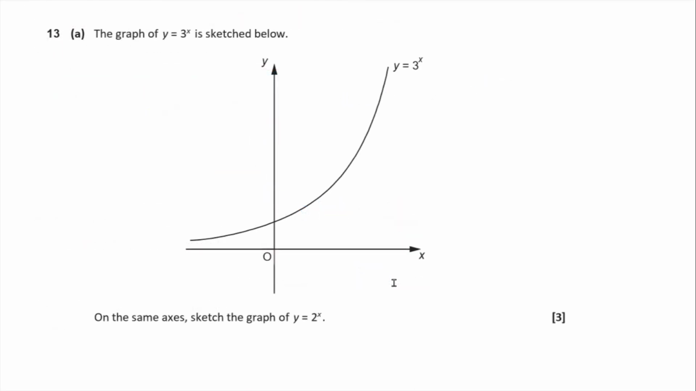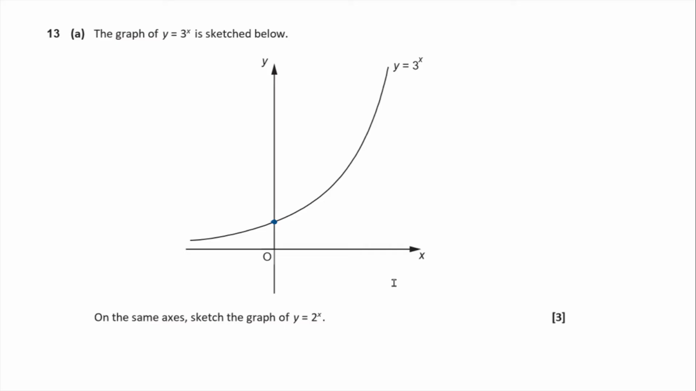Question 13a, the graph of y equals 3 to the power of x is sketched below. On the same axes, sketch the graph of y is equal to 2 to the power of x. Okay, so this is an exponential curve. Exponential curves always pass through the axes at the same place, and that's because any number raised to the power 0 is 1. So 3 to the power 0 is 1, 2 to the power 0 is 1. So I know that my graph y equals 2 to the power of x is going to pass through the y-axis at exactly the same place as the other one does.